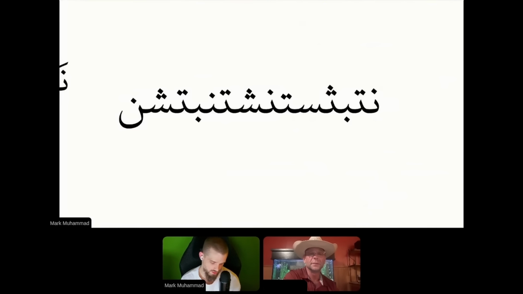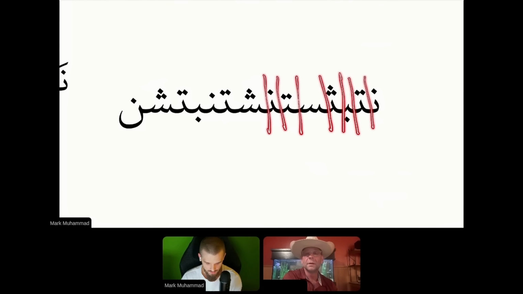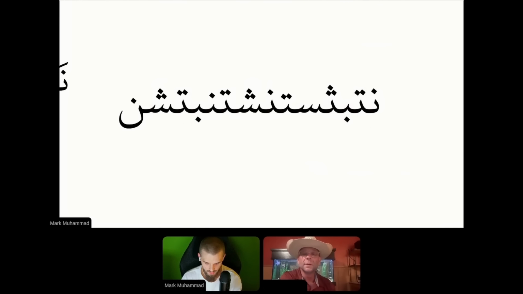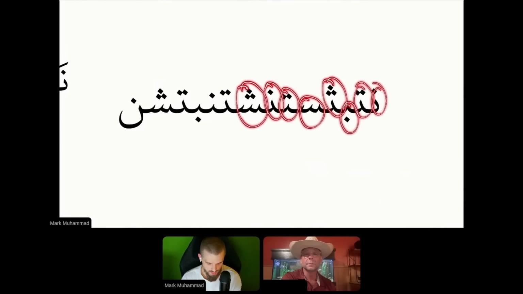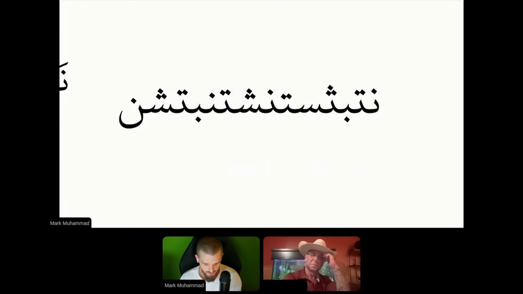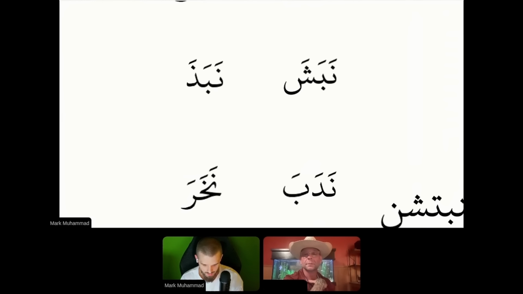But yeah, it's actually not that hard. You just need to be able to make out where the letter starts and ends. So long as you can draw these lines with your mind, like this, then it's actually not that hard. Would you agree? I agree. So we have noon, ta, ba, tha, sin, ta, noon, sheen, ta, noon, ba, ta, sheen, noon. Yeah, that's an extreme exercise, but that should probably help us.